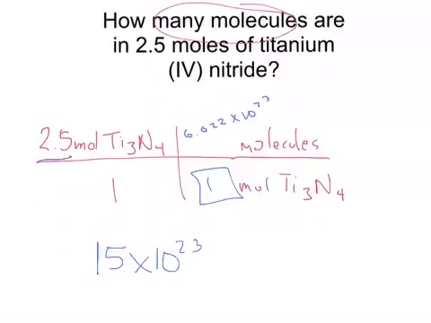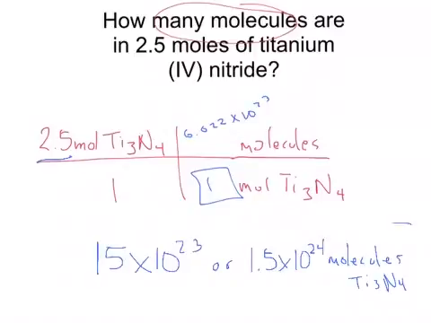Should have 2 Sig Figs, because 2.5 has 2 Sig Figs. Or the right way to write that is 1.5 times 10 to the 24th. And you always need to label what you're getting. So that's molecules of titanium 4 nitride. So there's a lot of molecules in 2.5 moles.